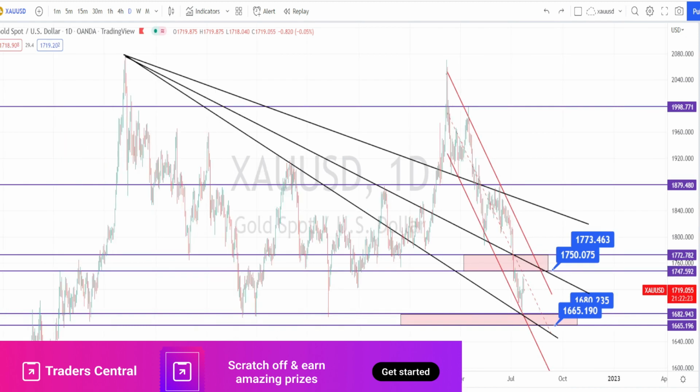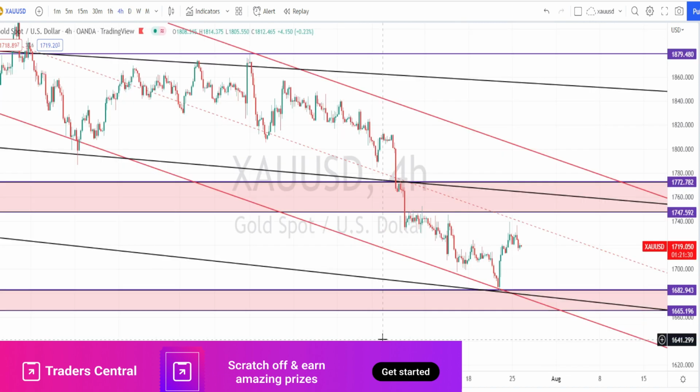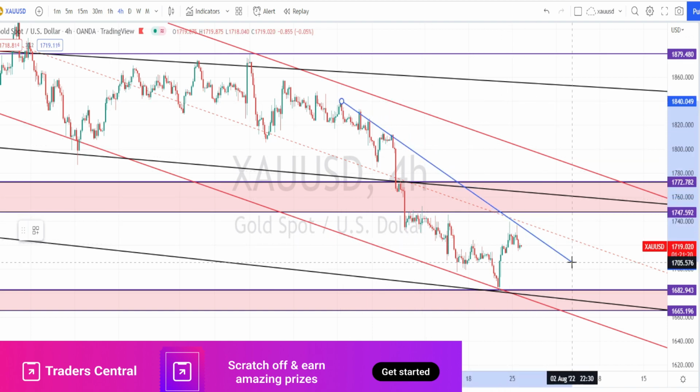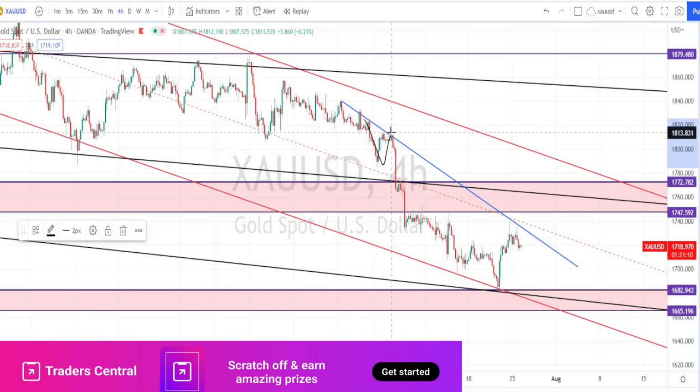Let us do the analysis in 4 hours time frame. I am in 4 hours time frame. For 4 hours time frame, I am drawing a resistance line from where the price action started its downtrend. So looking at this price action, the current trend of the price action in 4 hours time frame is still in a downtrend.